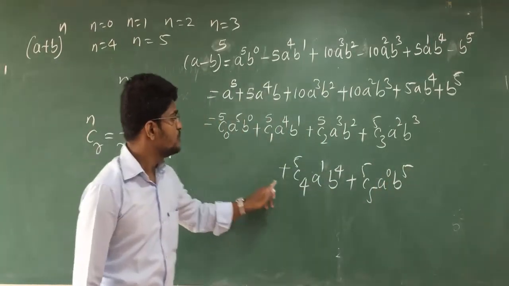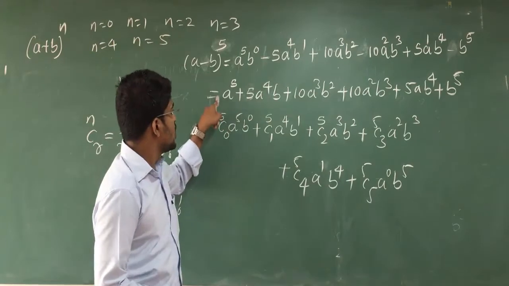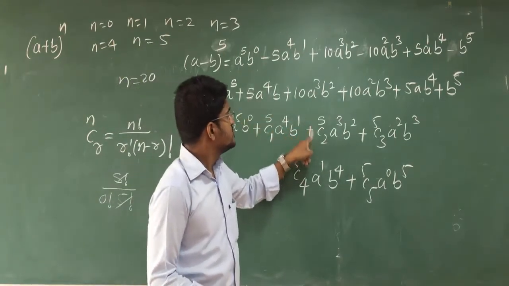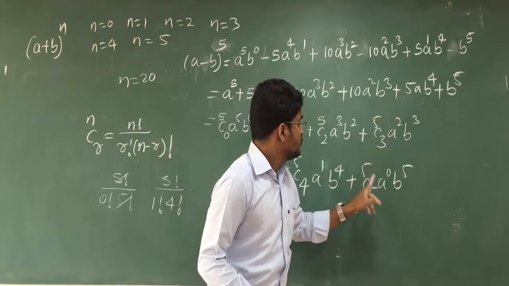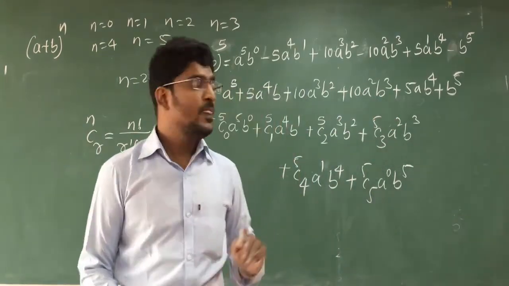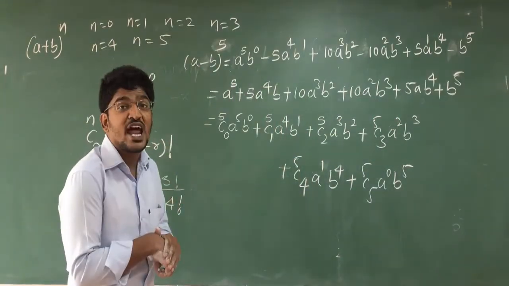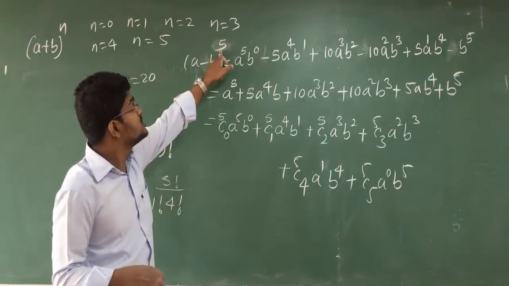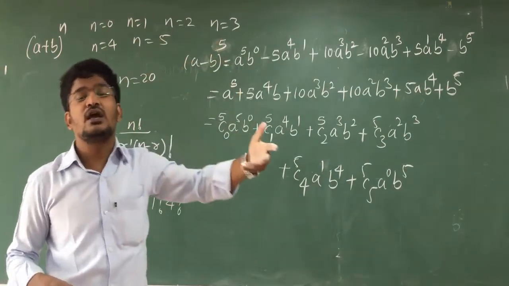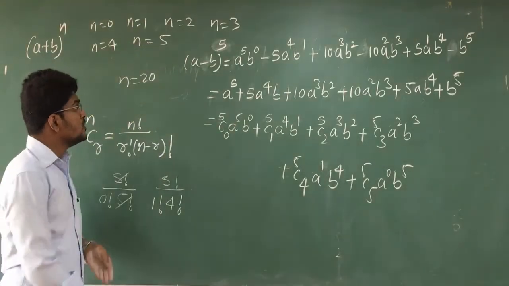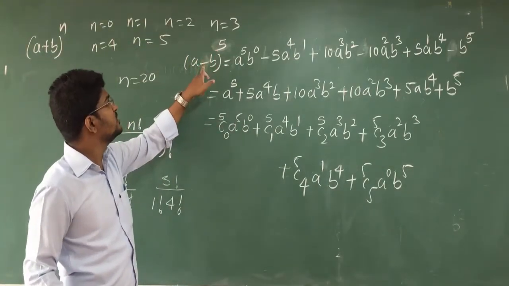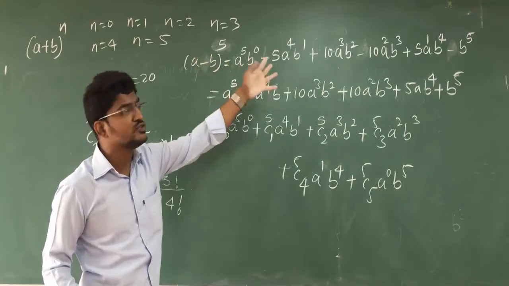So these are the coefficients. See, 5C0 is 1, 5C1 is 5, 5C2 is 10, 5C3 is 10, 5C4 is 5, 5C5 is 1. Clear? So this is how you have to write if the power goes very big, 20, 30, 40 like that. Clear? So suppose here it is minus, it means alternately you have to change the signs.